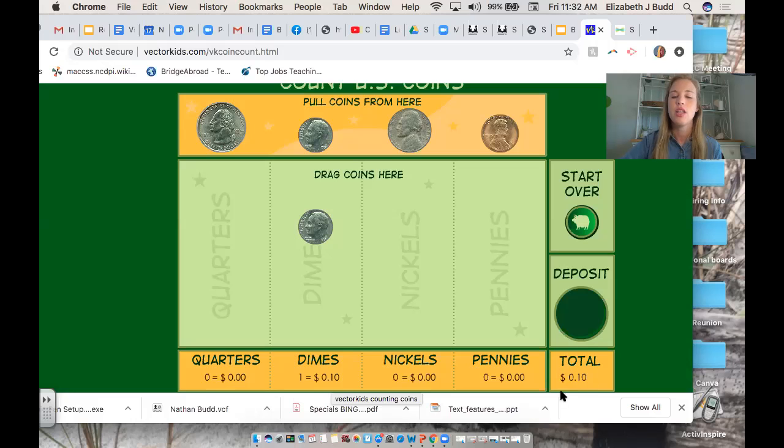And then on the side, it tells you the total of all the coins that we're counting. So far we have 1 dime and it's worth 10 cents. Now, we had 3 nickels in problem number 1. So I'm going to go ahead and add 3 nickels. 1, 2, 3. And I'm going to spread them out so you guys can see them. Sometimes they can get a little jumbled up.